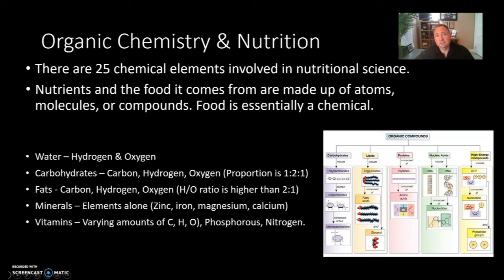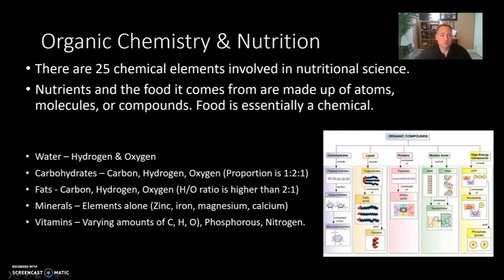So nutrition is very similar to organic chemistry, but it's done in a way just for the human body. Now, there are 25 chemical elements involved in nutritional science. All nutrients in the food it comes from are made up of atoms, molecules, or compounds. So think of food as essentially a chemical, and the breakdown of food into becoming you is like a large chemical reaction.